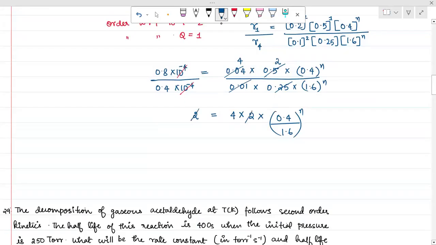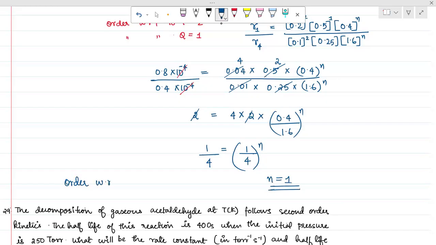Now 2 and 2 will get cancelled. 4 will come to this side. 1 by 4 is equal to 1 by 4. 0.4 by 1.6 is 1 by 4 to the power n. Now this is very easy. For what power of n will the LHS be equal to 1 by 4? When you have n is equal to 1. Which means the order with respect to R is 1.